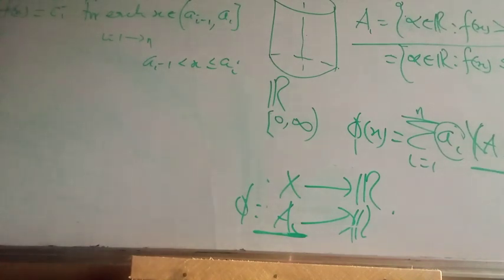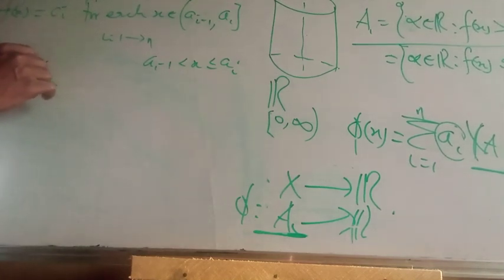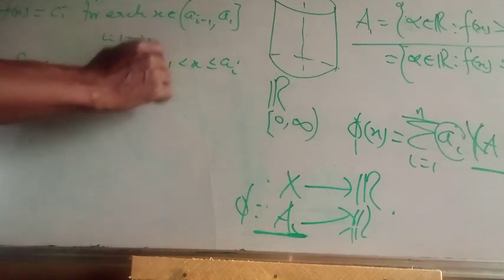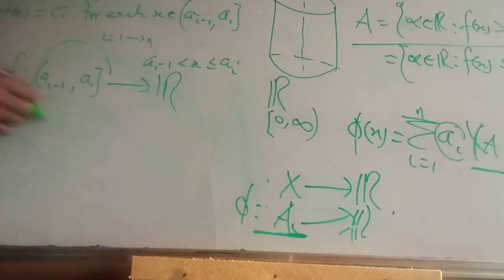Then another difference is that the domain of a simple function is measurable sets, while the domain of a step function is intervals. You obviously see the step function here, the domain is the intervals, f taking the intervals ai minus 1, ai going to R. So the domain of step functions is intervals, while the domain of simple functions is measurable sets.